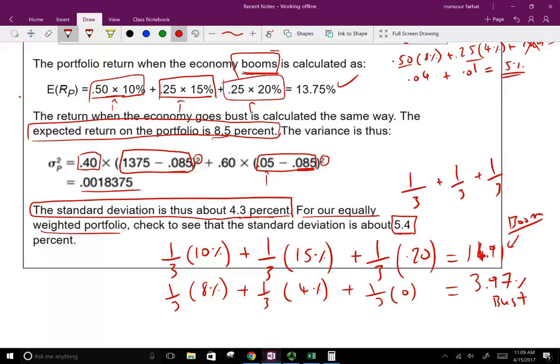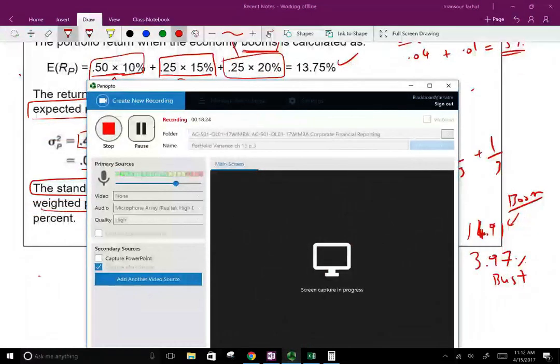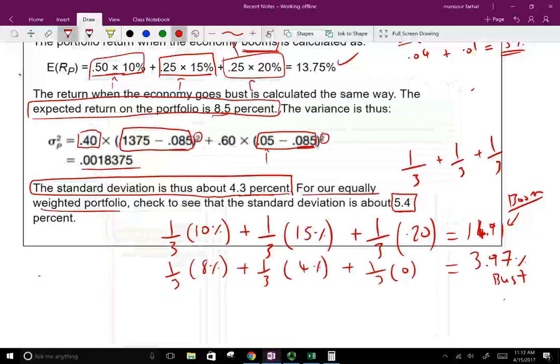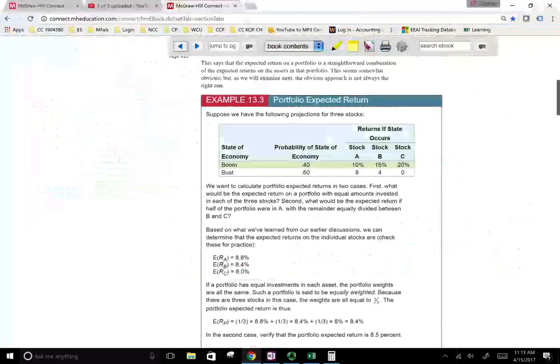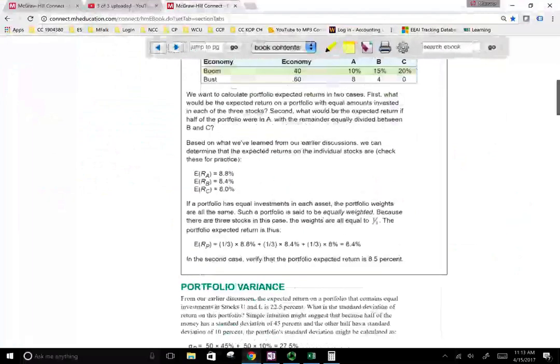Now we're going to be going into the standard deviation. We're going to have to find the standard deviation. Okay. Now what we need is the expected return of the overall portfolio of 1/3, 1/3, 1/3 invested, and we already did this calculation in the prior session.